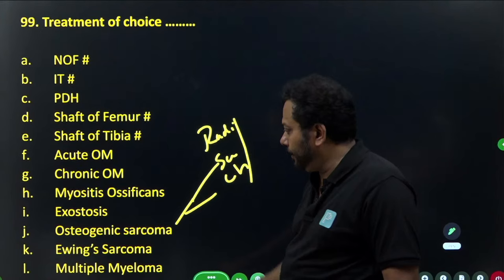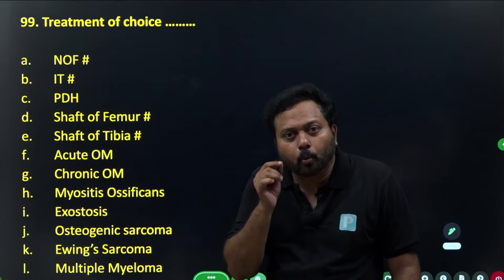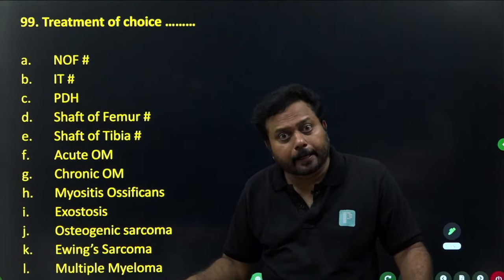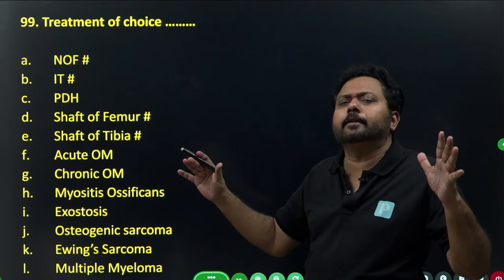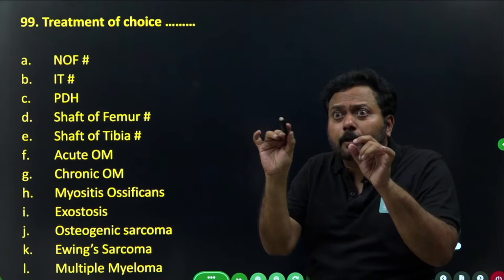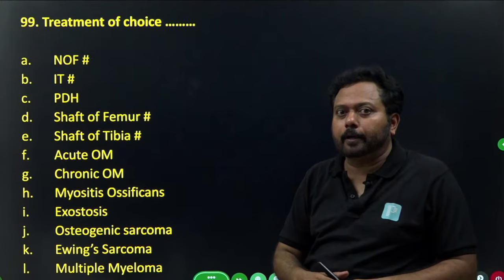Ewing sarcoma: the reason I added it here is that it is the only bone tumor that will melt with radiotherapy. With radiation it will melt like a candle, but again it will come back. So the treatment of choice is surgery. They will tempt you, dear friends, because all of us know Ewing sarcoma means it melts with radiation. This is strongly embedded in our hippocampus. You may be tempted to tick radiotherapy. No. Treatment of choice is surgery. Radiation will bring down the size of the tumor.